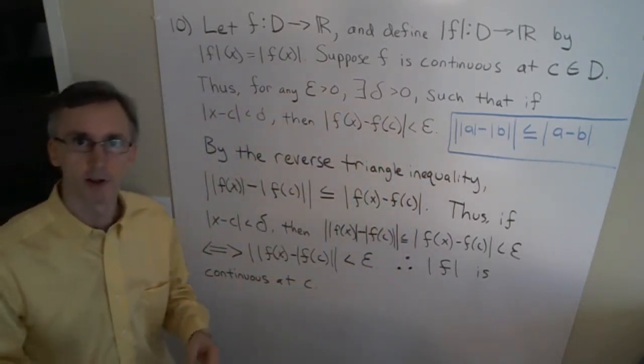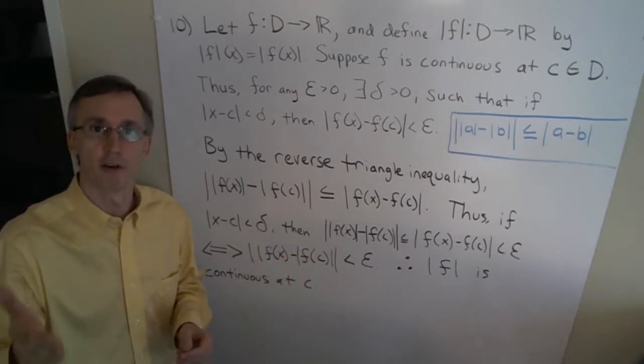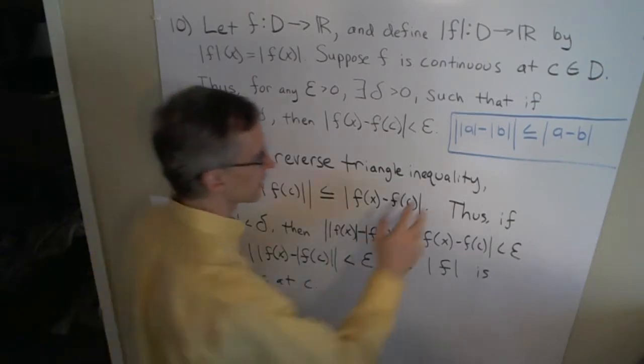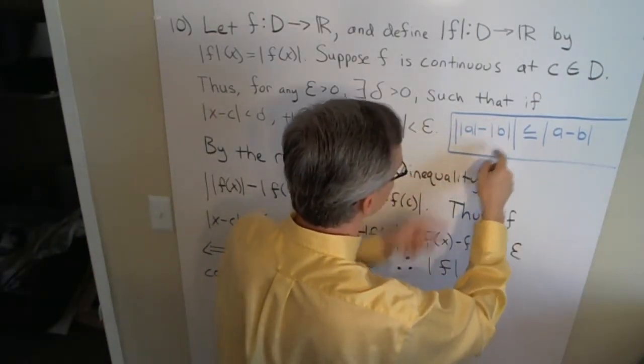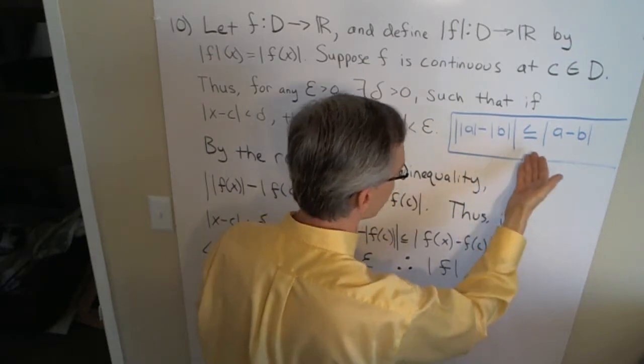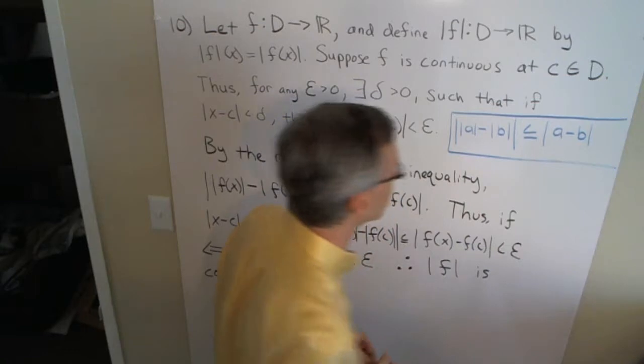And to do this, we're going to use a marvelous tool called the triangle inequality. But we're going to use the reverse version of it, which states that the absolute value of a minus the absolute value of b is less than or equal to the absolute value of a minus b.